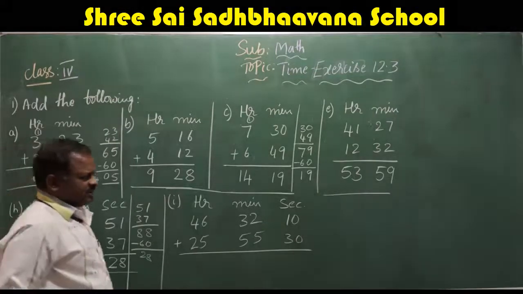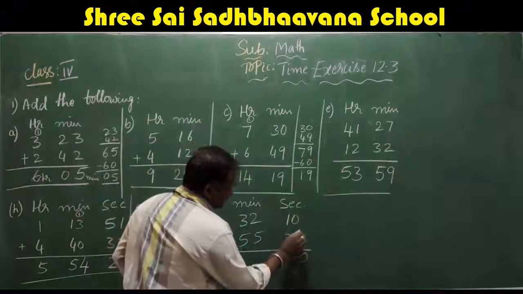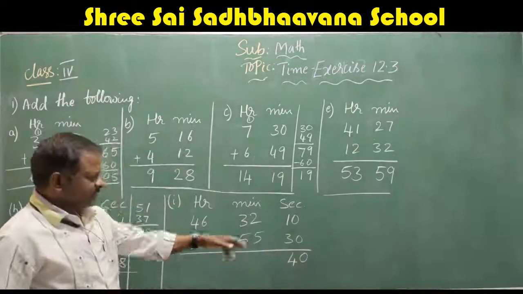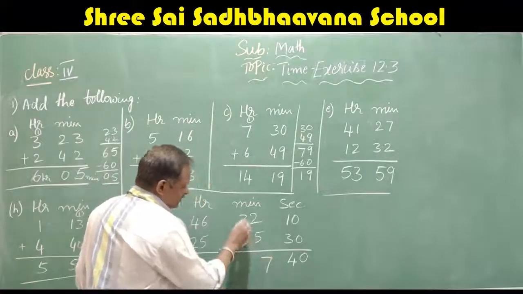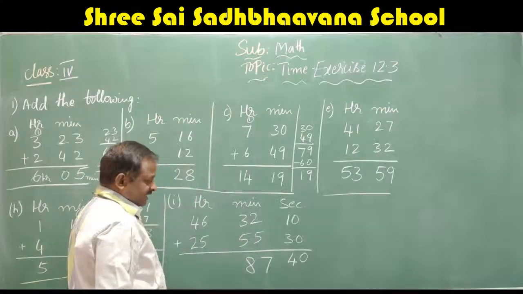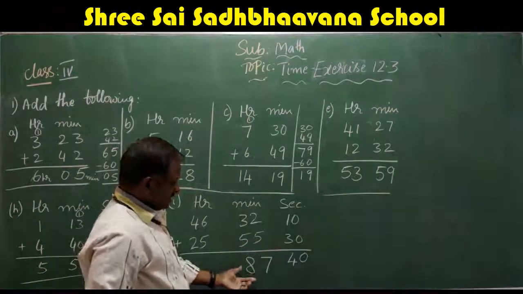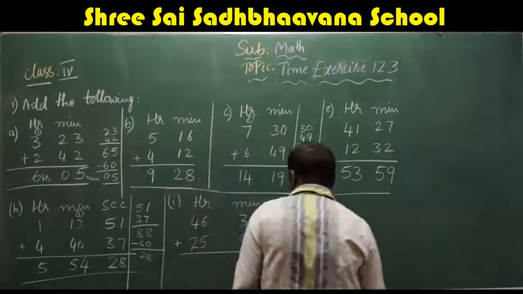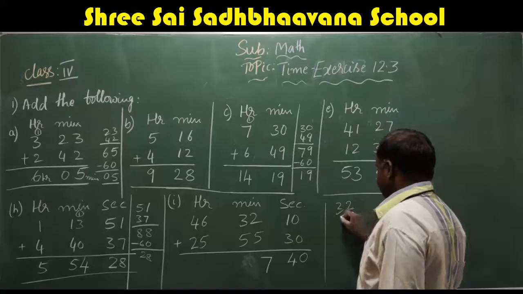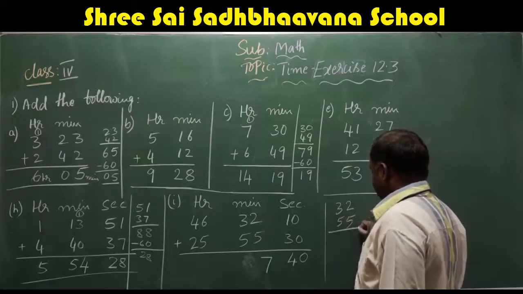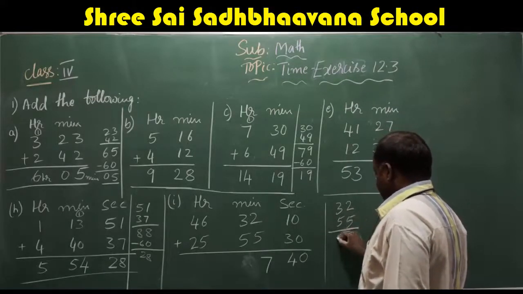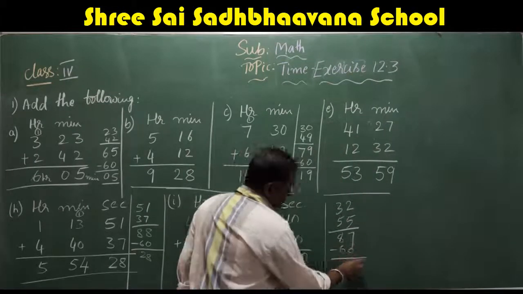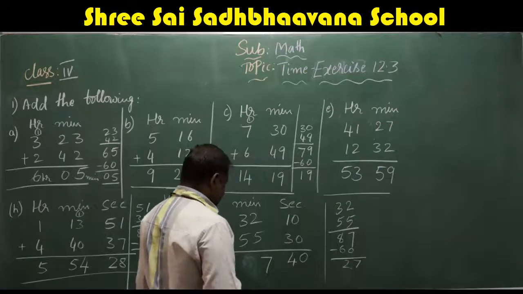Next, come to here. 10 plus 30, 0 plus 0, 0, 3 plus 1, 4, 5 plus 2, 7, 5 plus 3, 8. 87 it comes. So what do we have to do? Add here separately: 32 plus 55. 87, subtract 60 from this. You get 27.